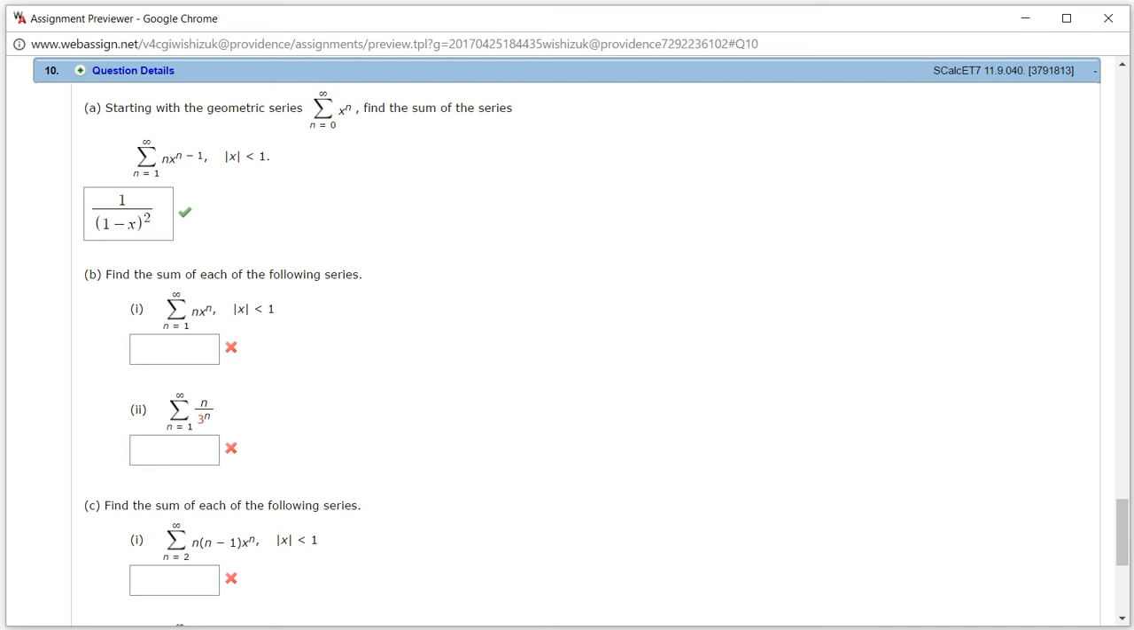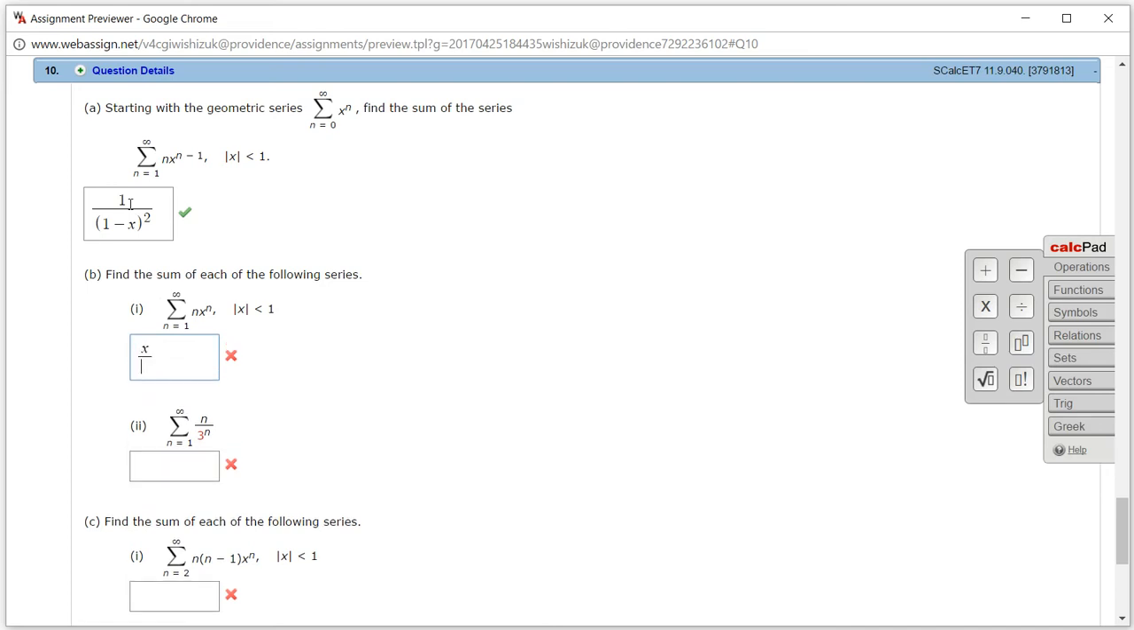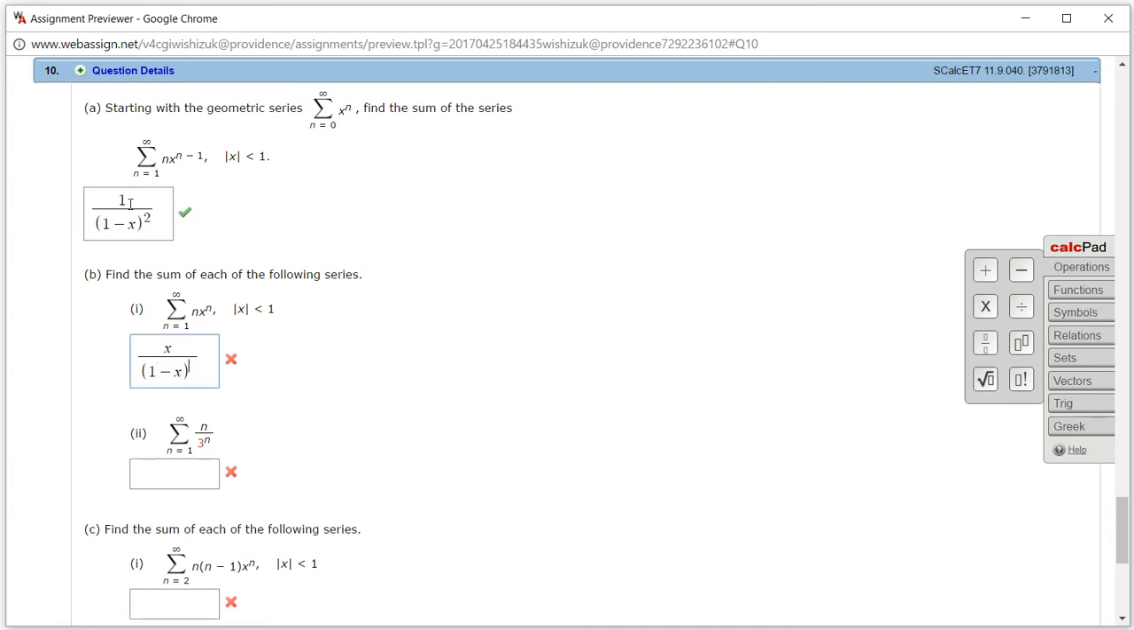Then if you want to find the following, let's compare these two. The only difference is this is just x to the nth power instead of n minus 1. So you just have to multiply by x. You take the previous result and multiply by x, so it's going to be x over 1 minus x squared.